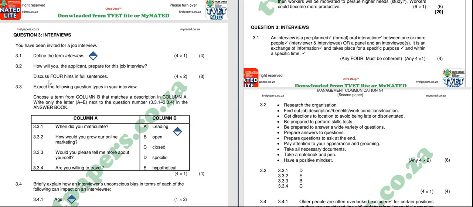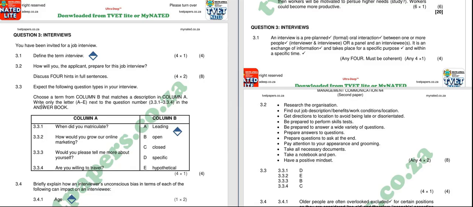Then 3.2, how will you, the applicant, prepare for this job interview? Discuss 4 hints in full sentence. So 3.2 hints: research the organization, find out job description, get directions to location to avoid being late or disoriented, be prepared to perform skills tests, be prepared to answer a wide variety of questions. Prepare answers to questions, so these are the answers.